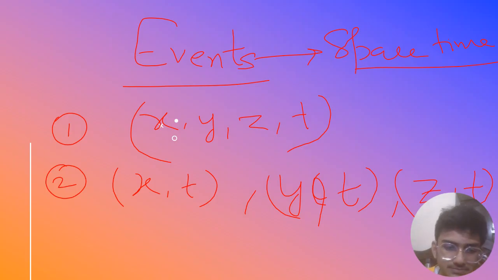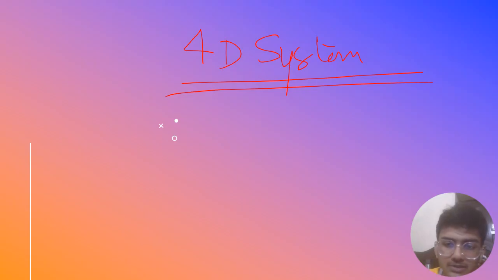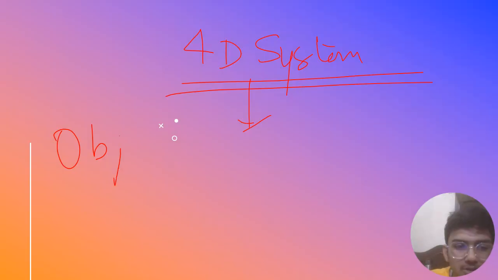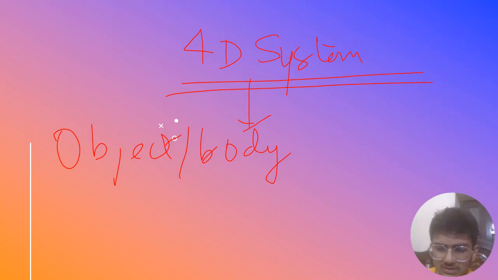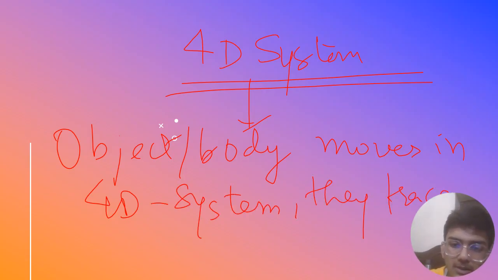Now we will discuss the next thing, how we can get a 4D system from different systems. Before we discuss that, we should understand that any object or body which moves in this particular 4D system, it is a little difficult to imagine this 4D system, so we will just discuss its introduction, traces a path. That path is called the world line.